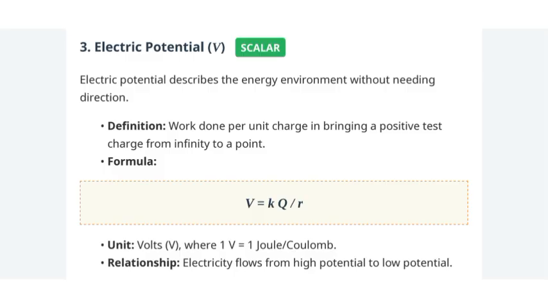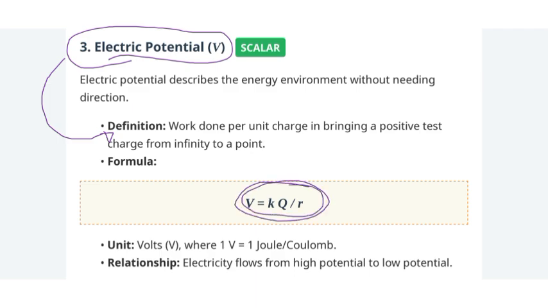What exactly is electric potential? Electric potential describes the energy environment without needing direction. Okay, so what is the definition based on the formula? Right, physics is easy because you can define quantities based on formula. So you know the formula and then you also know the definition. All right, so what is electric potential based on formula? Electric potential based on formula is the work done per unit charge in bringing a positive test charge from infinity to a point. From a positive charge, bringing a positive charge from infinity to a point. That is what your electric potential is. And this is the formula for electric potential. The formula for electric potential is Q over R. Remember, Q is our work done. That is Q.